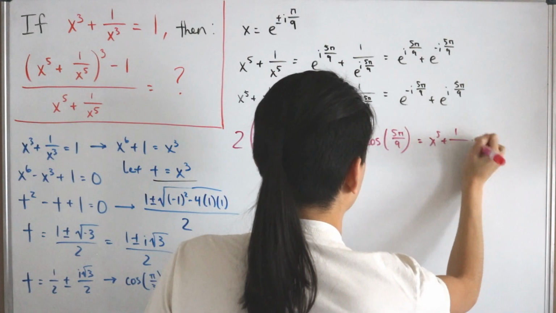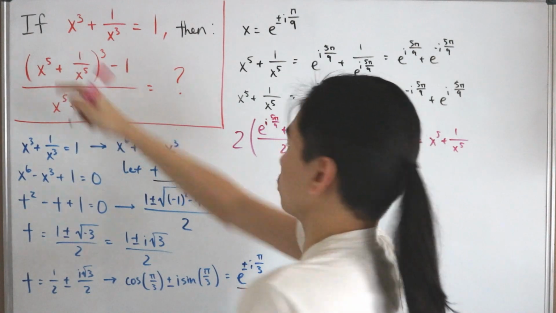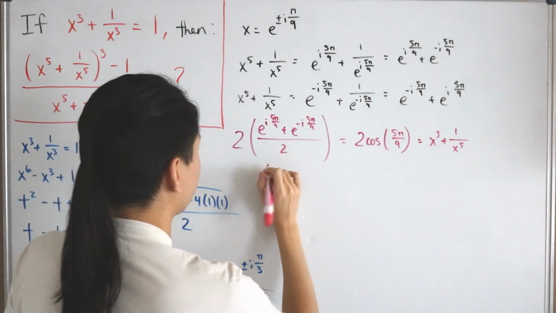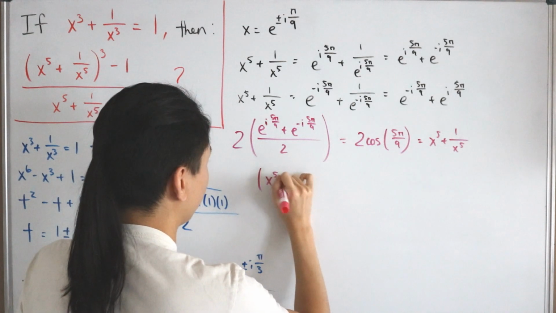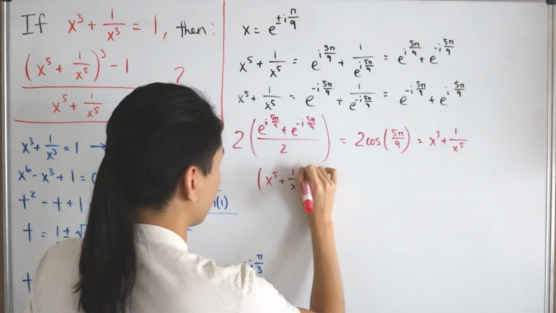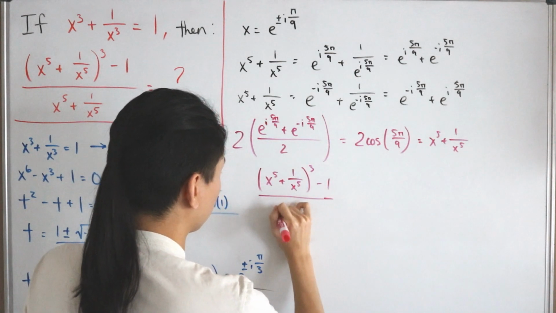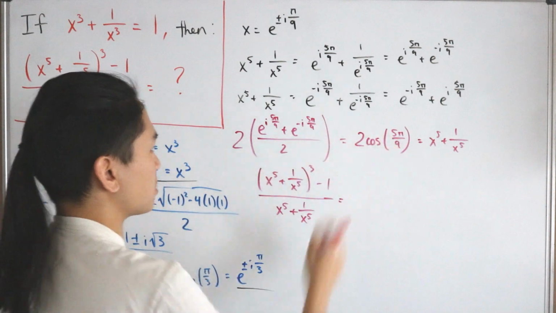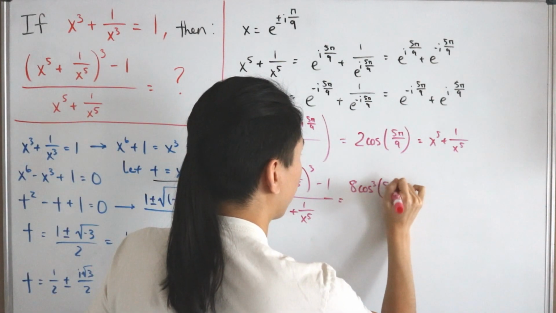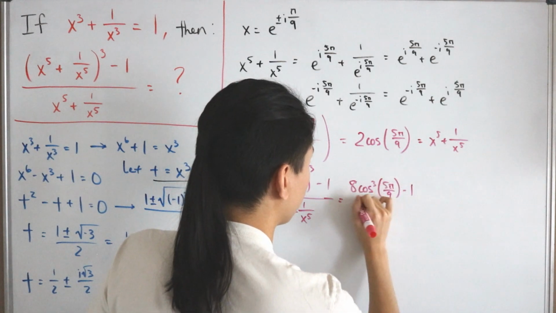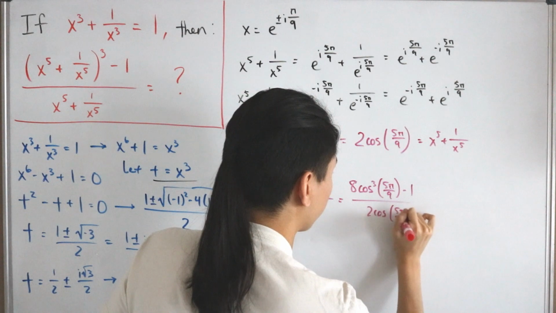So now we have that for the denominator, but now we have to cube this. That's actually not a big deal. Let me write this out in full: x to the 5 plus 1 divided by x to the 5, then cube, then subtract 1, then divided by the same thing on the top. If I cube this, this is going to be 8 times cosine cube of 5 pi divided by 9, then subtract 1, all divided by 2 cosine of 5 pi divided by 9.